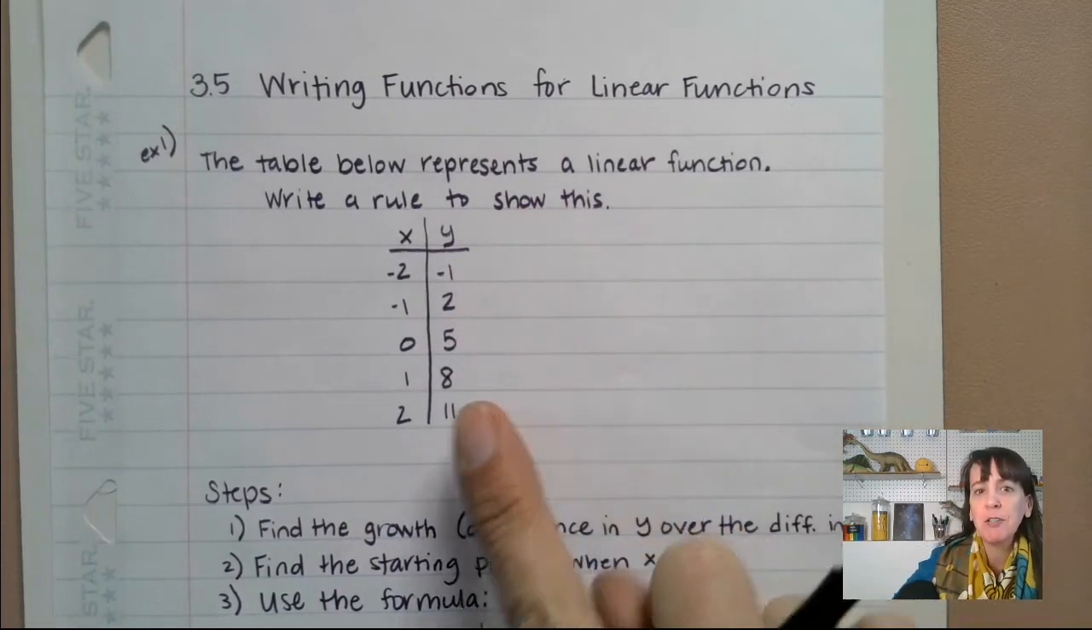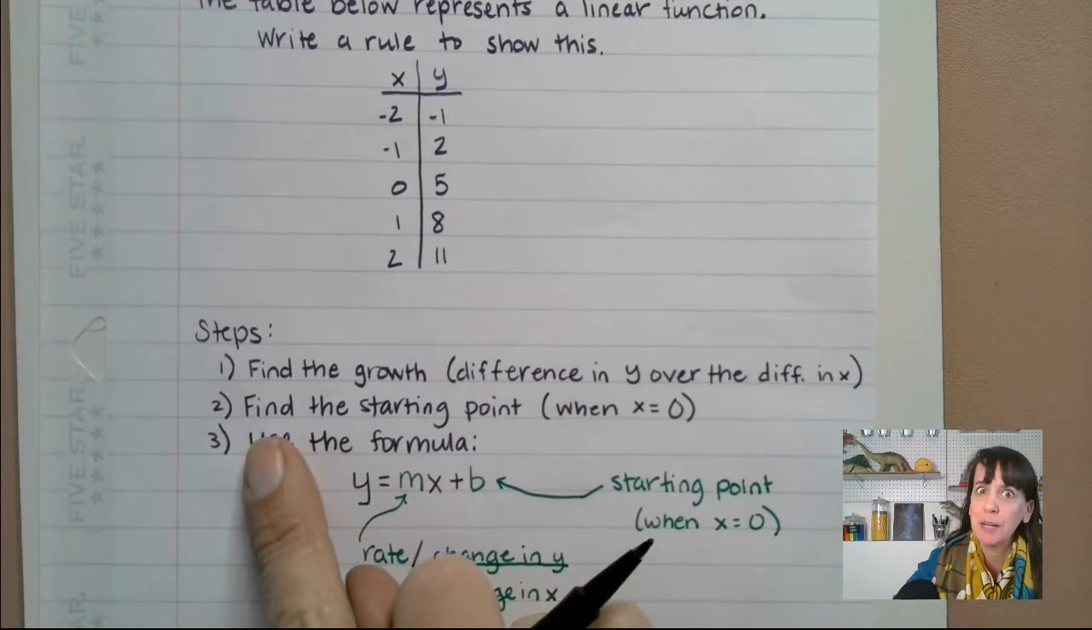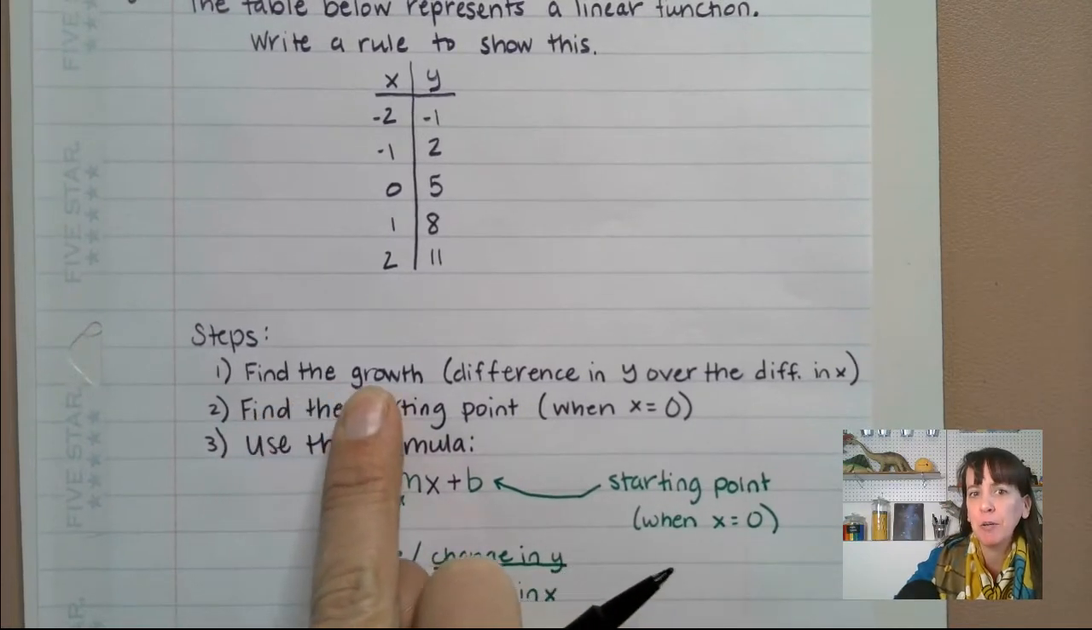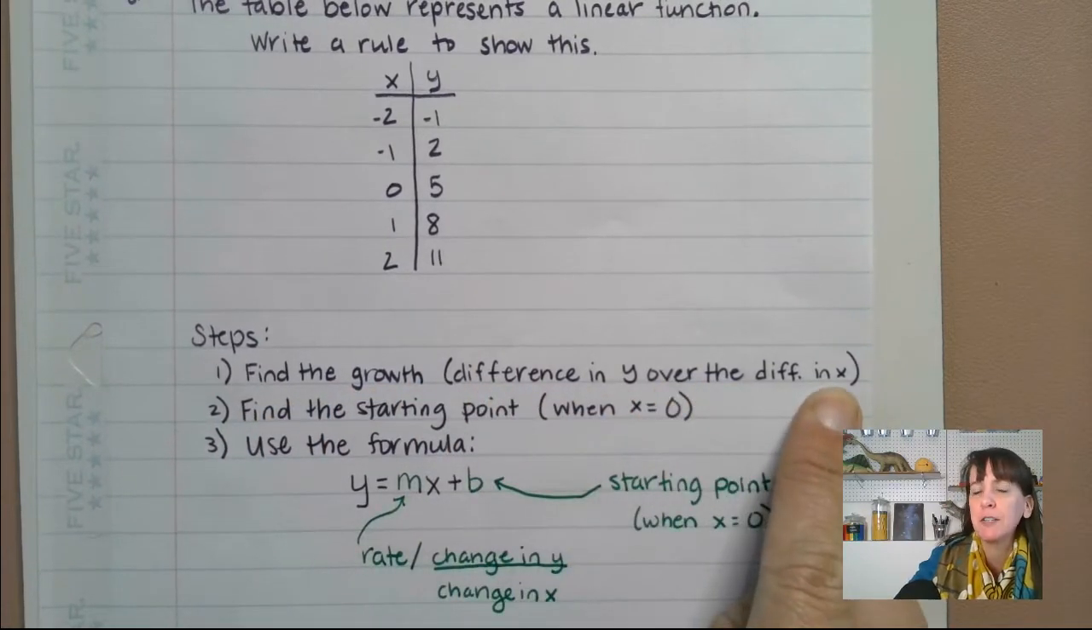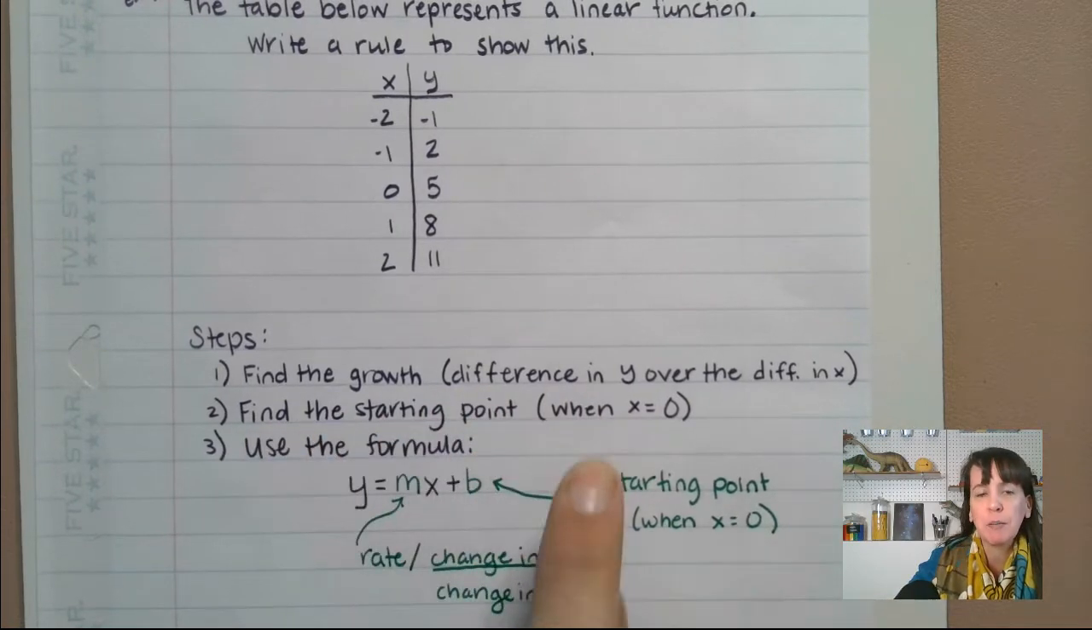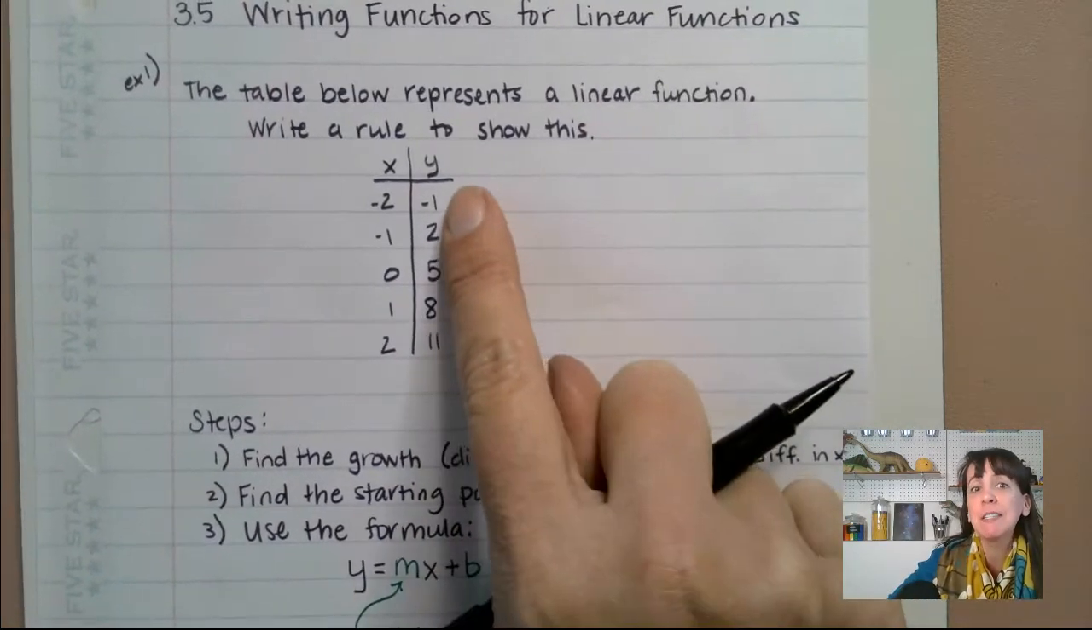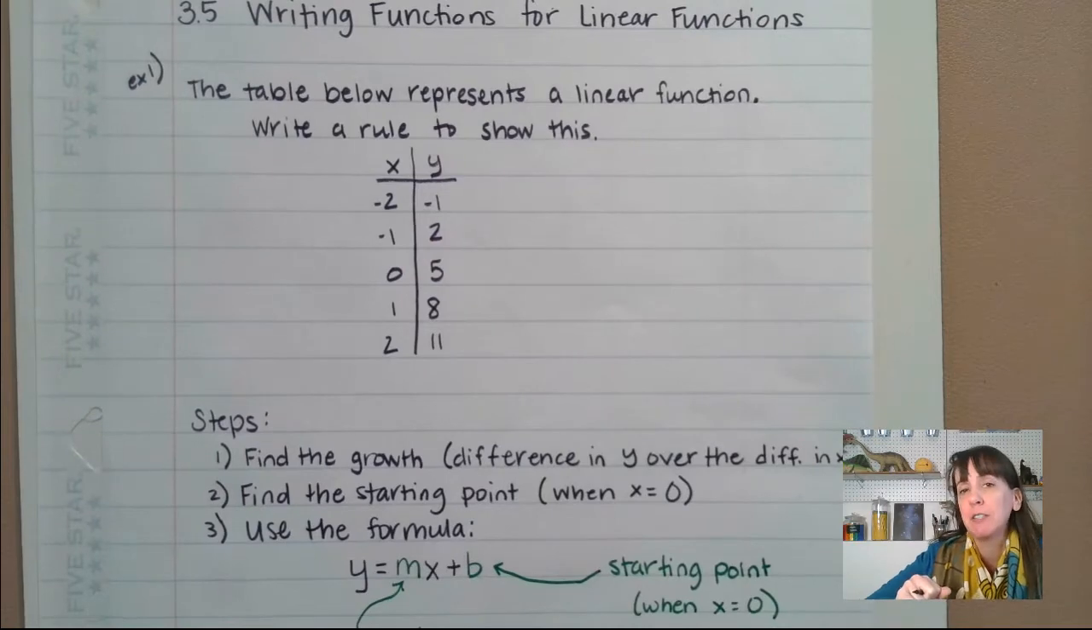In our table, the first thing we've got to do is, let's take a look at our steps, that will help. Our first thing is going to be find the growth, which is your difference in your y over your difference in your x. And then find your starting point. So let's find our growth first, our difference in y. And remember in math, the word difference means subtract.